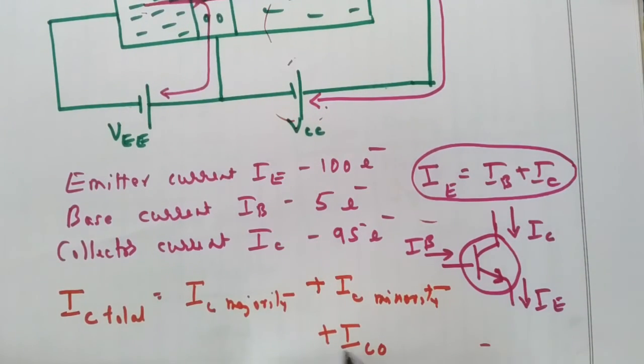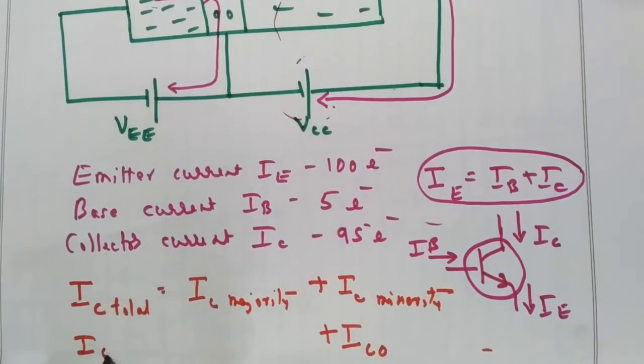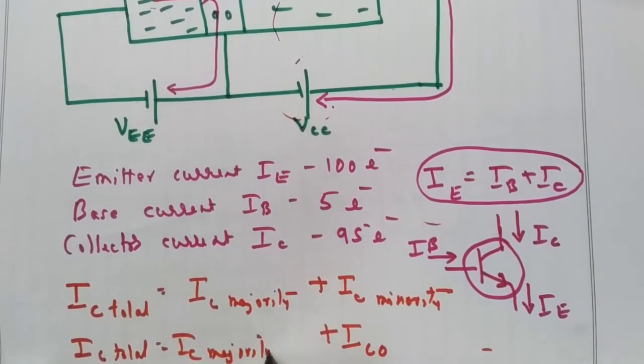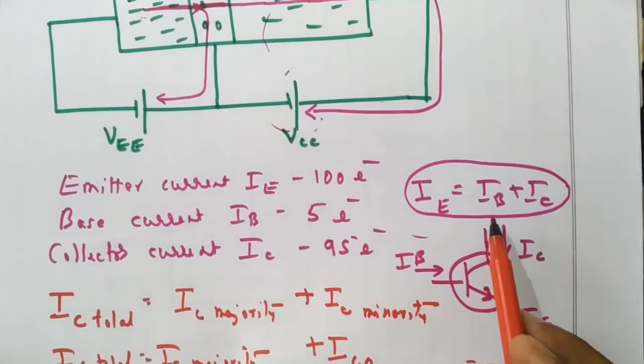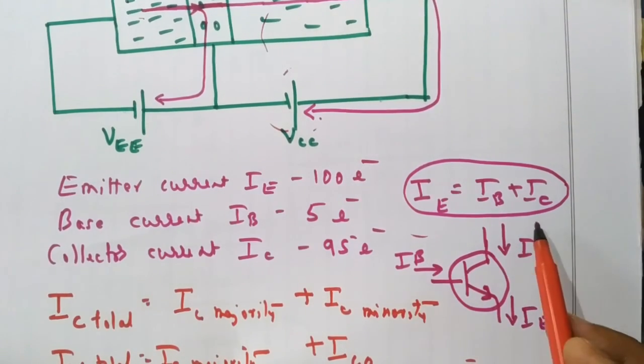ICO is the collector current flowing when the emitter is open. Therefore, total IC is equal to the current due to majority charge carriers plus ICO. So here, therefore IE is equal to IB plus IC majority plus IC minority.